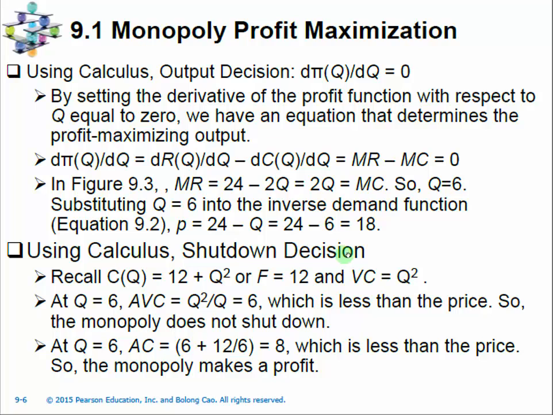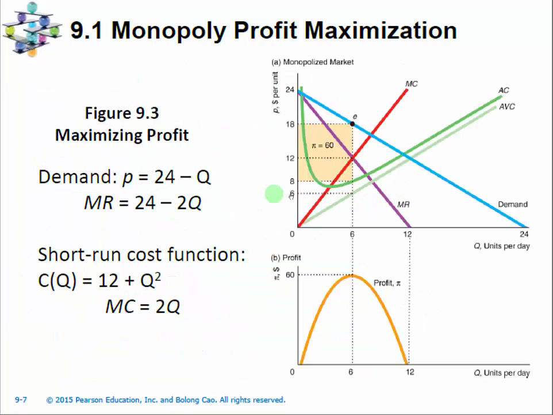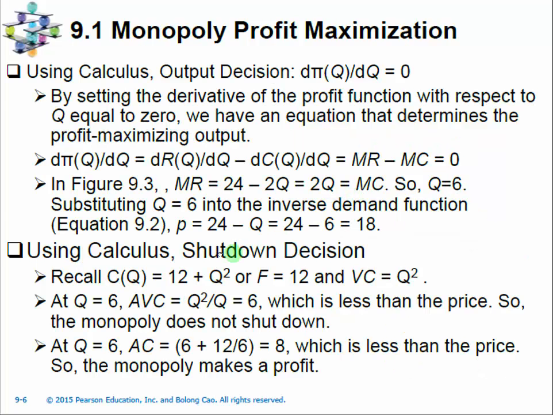Now think about the shutdown decision. We have to tell whether the monopolist is making money or losing money. And if the monopolist is losing money, the monopolist probably will shut down. If it is not, it will keep operating. Again, the benchmark is actually still the average variable cost. If the price is below the average variable cost, then the monopolist should shut down. So let's look at what is the average variable cost.